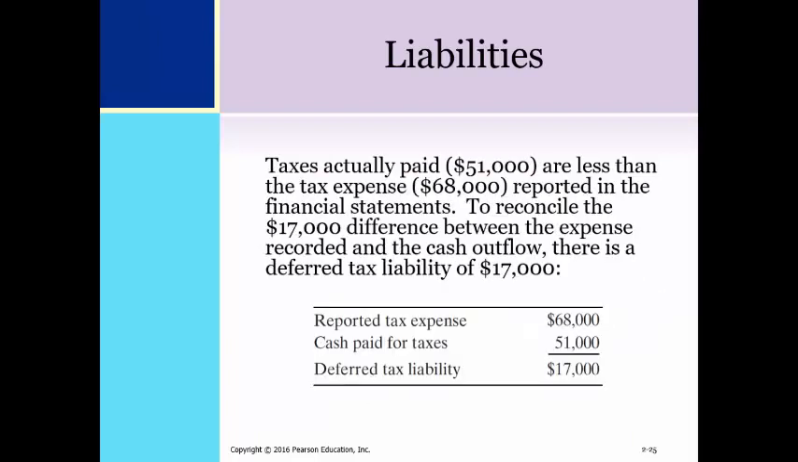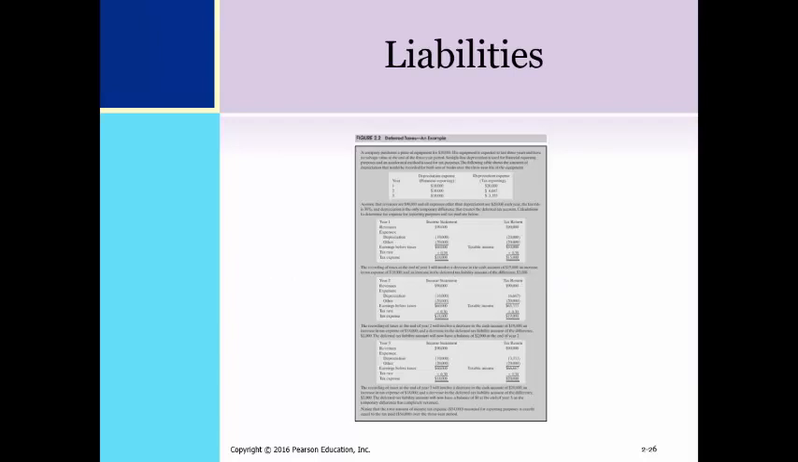To determine the deferred tax liability, $17,000, the cash per the tax return, $51,000, is subtracted from the reported tax expense for financial accounting purposes of $68,000. This amount will be due in the future when the timing difference reverses. This is a full illustration of a deferred tax depreciation example with reversing amounts over 3 years.